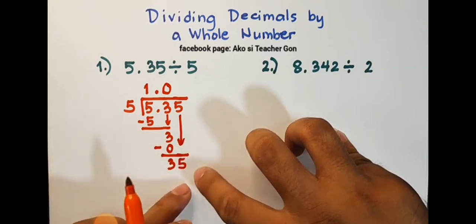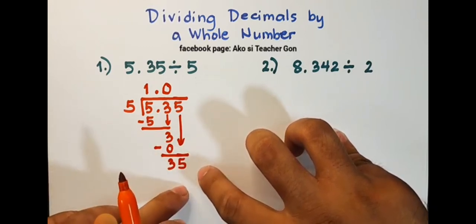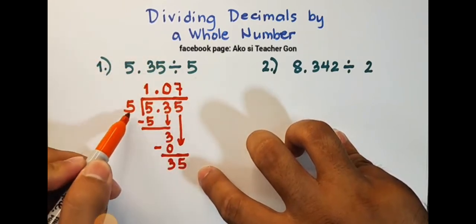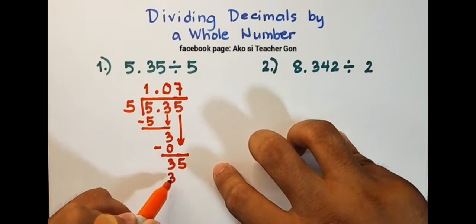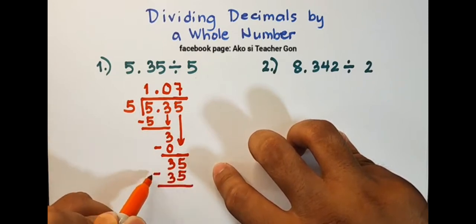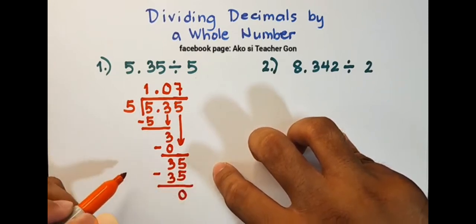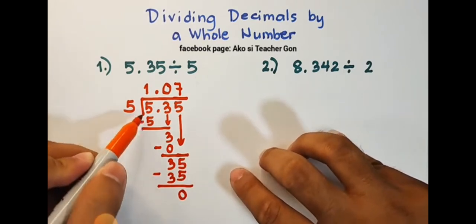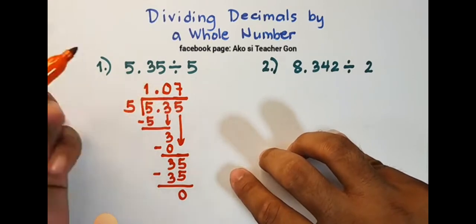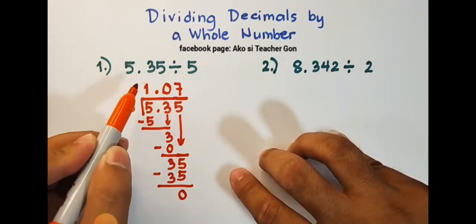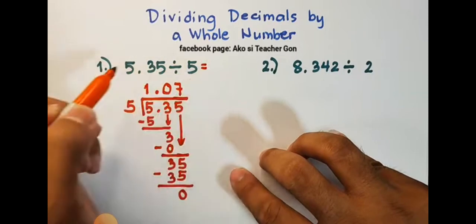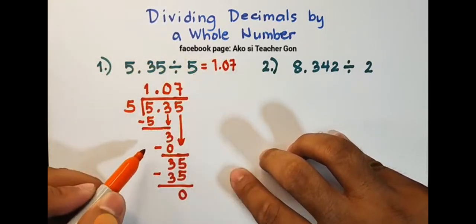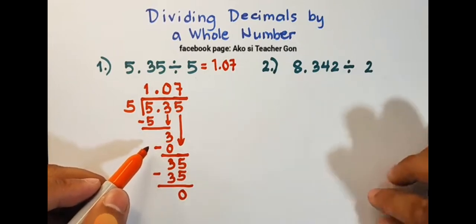So as you can see, we have now 35. And 35 divided by 5 is equal to 7. 7 times 5 is equal to 35. So we will subtract this, and automatically your remainder is 0. Meaning, the quotient is 1.07. Or in other words, 5.35 divided by 5 is equal to 1.07. Okay? So let's continue with item number 2.